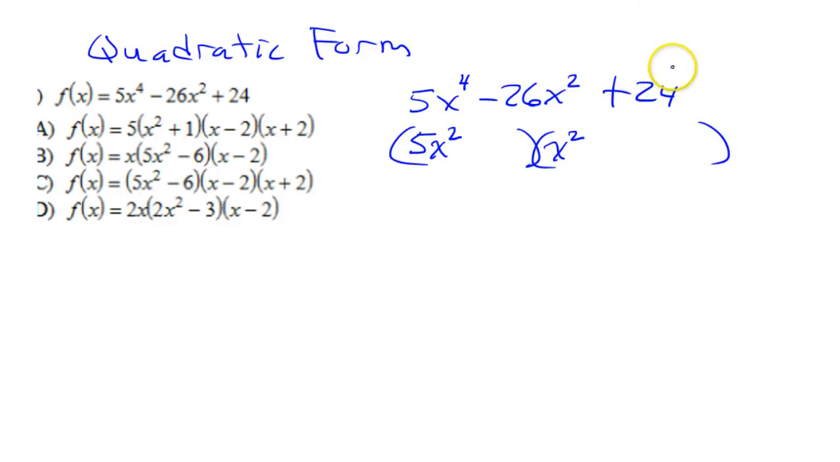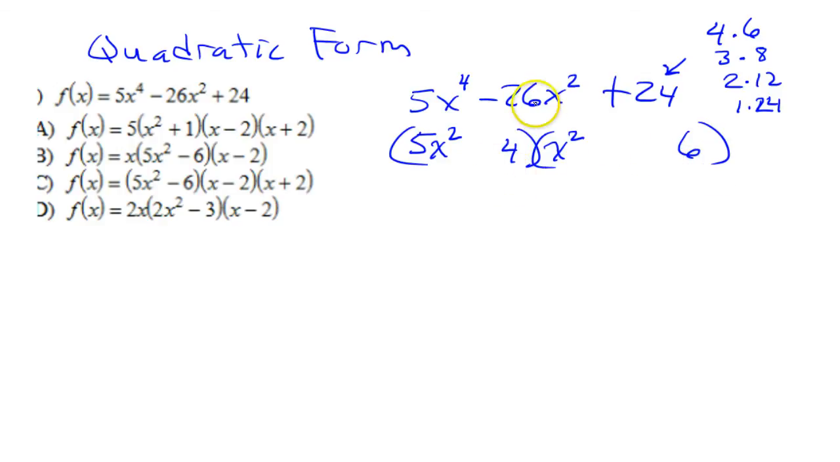Now, looking at the 24 over here, there are several ways that you can get 24. Let's start with 4 times 6, or it could be 3 times 8, or 2 times 12, or 1 times 24. So there's a lot of ways I can make 24. I'm just going to start playing around with it. Let's start with 4 and 6.